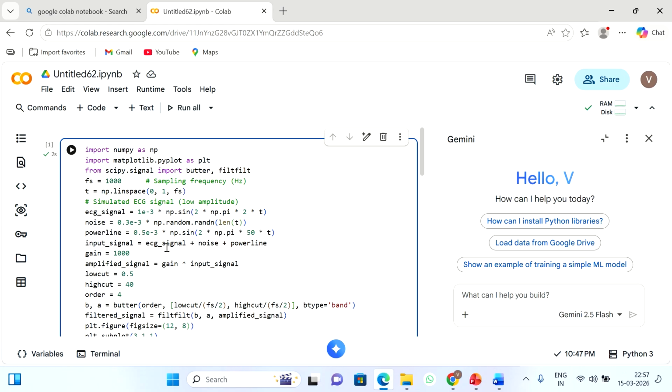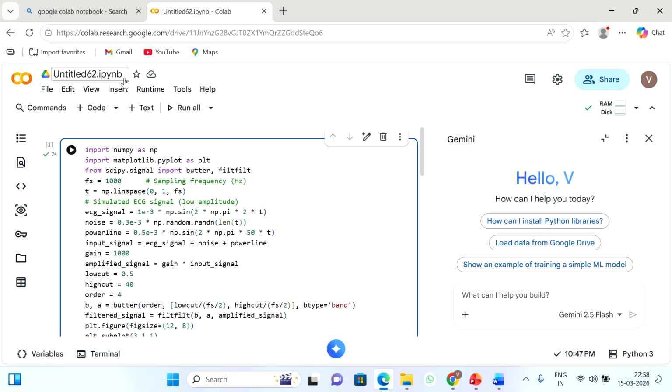So input signal is equal to ECG signal plus noise plus power line, and then gain is equal to 1000, high cut is equal to 40, order is equal to 4. So finally we are getting the raw contaminated signal, that is, input signal is the contaminated signal. The contamination happened by the inclusion of the noise and power line interference.